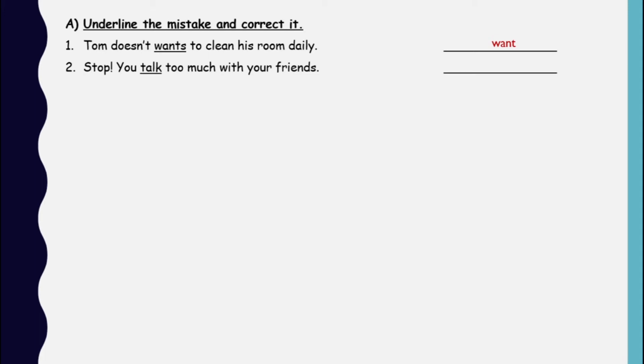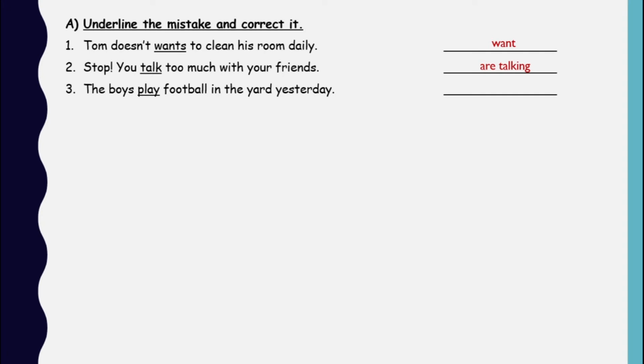Let's look at the verb here. The verb is talk. Does it follow the butterfly steps here? Nope. So the correct answer should be you are talking too much. So here we added a verb to be, are, because you have the pronoun you, and we added ing at the end of the verb.